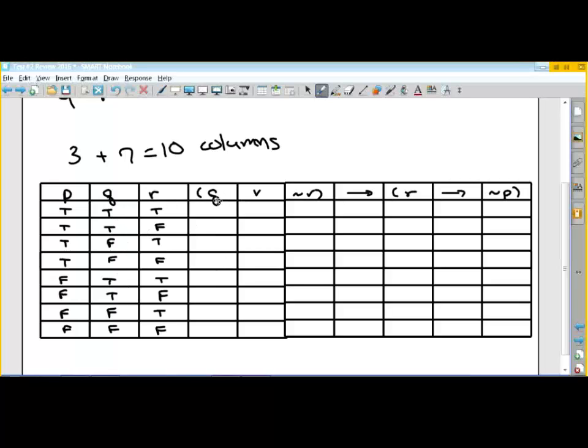So we have Q, so that's just a direct copy. We have the negation of R, so we go to column R, see the pattern, switch the pattern to the opposite. Okay, go to the next column, R, so that's just a direct copy.